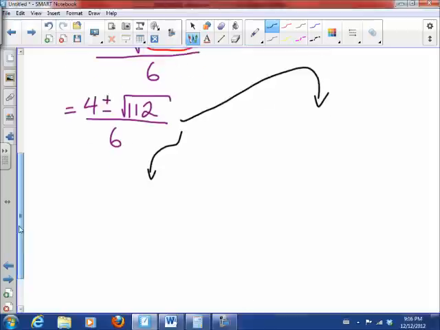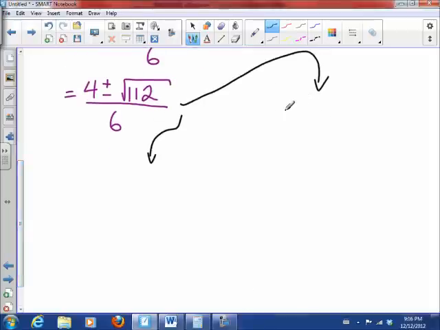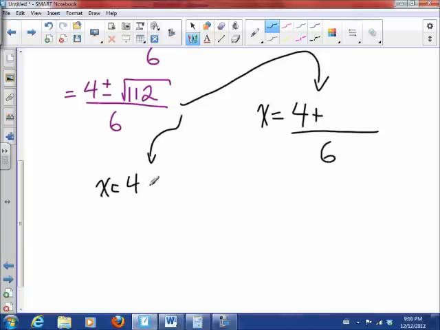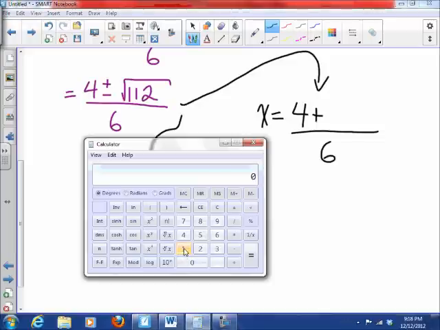With our calculator, I'm going to calculate the square root of 112. One answer is going to be 4 plus the square root of 112 over 6, and the other answer is going to be 4 minus the square root of 112 over 6. So we're going to do 112 square root. The square root of 112 is 10.58300. We're going to round to 2 decimal places, so 10.58.